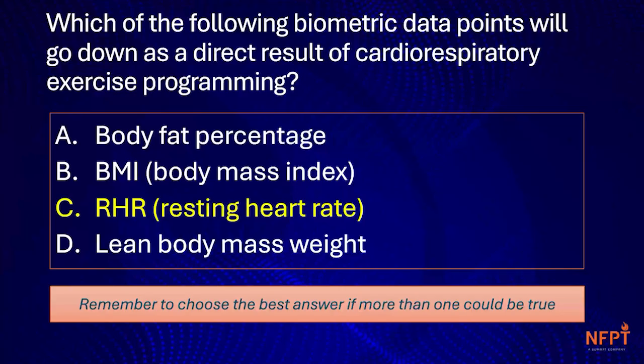So I like this question because it highlights how you can get confused on the exam when you see more than one potentially correct answer. And it trains you to go back to the question and really look at all the critical points in that question. Direct result is critical point number one. Cardiorespiratory exercise programming is critical point number two. So there you have it. That is our sample question walkthrough.